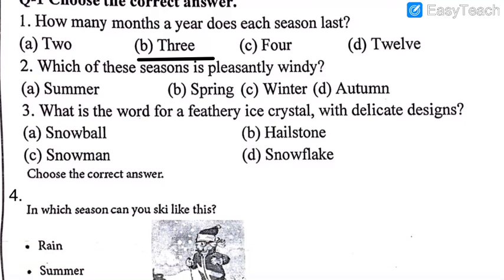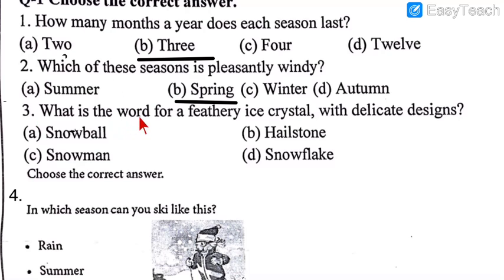Okay, I hope that you got the answer for number 1. Number 2, which of these seasons is pleasantly windy? Summer is windy? Not at all. Winter is windy? No, it is not pleasantly windy, it is very cold. Then is it autumn or spring? Obviously spring. Spring is the answer. Again, if you have written spring as the answer, put tick mark or else cross it. So I hope that you have written the same answers.